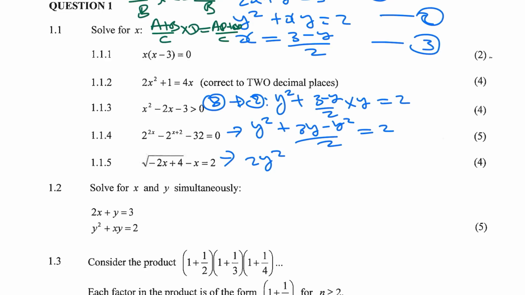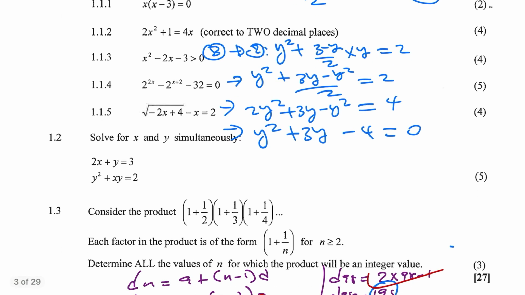So you're going to have 2y squared, and if I times this by 2, this 2 and this 2 cancel, you end up with 3y minus y squared. And I also have to do the same thing on my right hand side. So 2 times 2, that is 4. So you end up with this. And now grouping the like terms, 2y squared minus y squared, that is y squared plus 3y minus 4 is equal to 0. Right, so now you've got this simple equation, and you're able to solve for this.